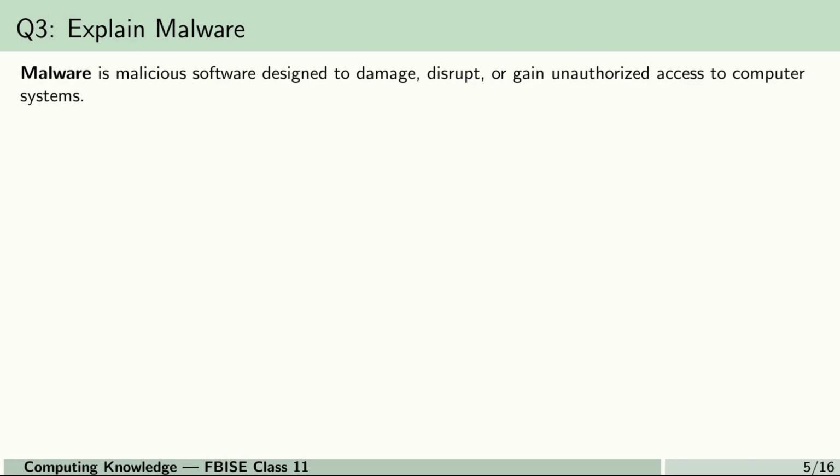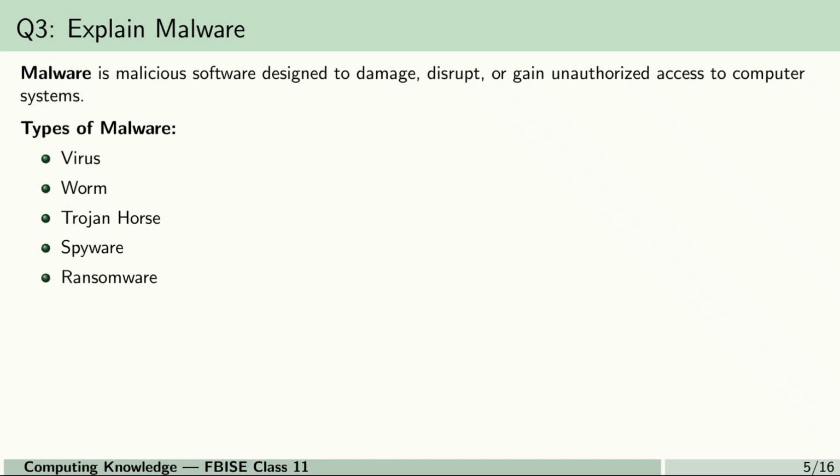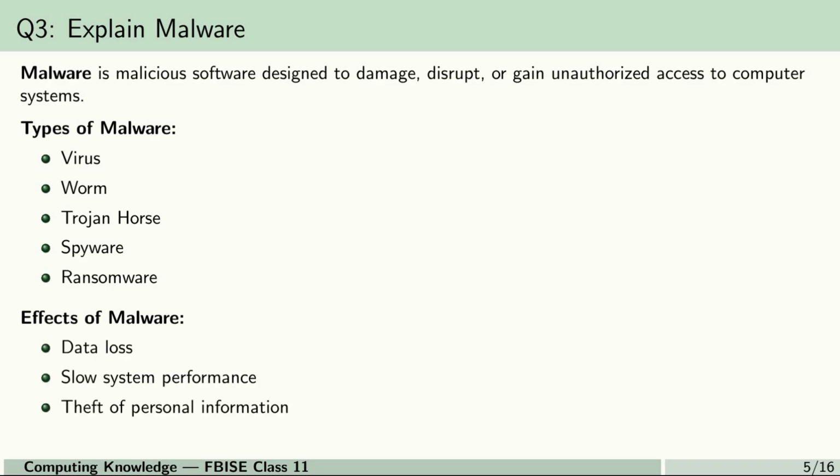Question number 3. Explain malware. Malware is malicious software designed to damage, disrupt, or gain unauthorized access to a computer system. Types of malware: virus, worm, Trojan horse, spyware, ransomware. Effects of malware: data loss, slow system performance, theft of personal information, unauthorized control of systems.